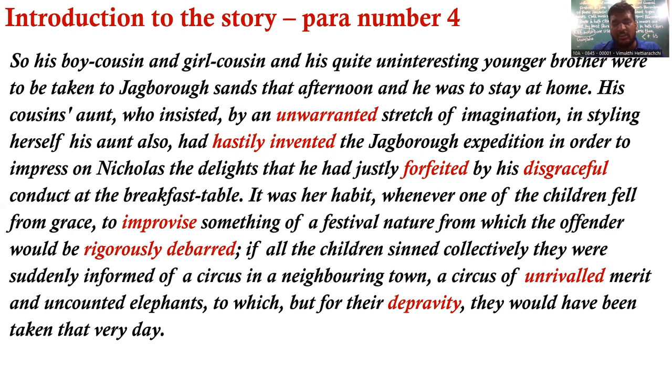Where it says unrivaled merit, uncounted elephants. She doesn't even know how many elephants are there in the circus. She doesn't know what kind of characters are there in the circus. She doesn't have any idea. So she tries to impress people. She tries to impress children, actually, but it is not going to happen. So H.H. Munro clearly shows what kind of unimaginative nature is possessed by this aunt.